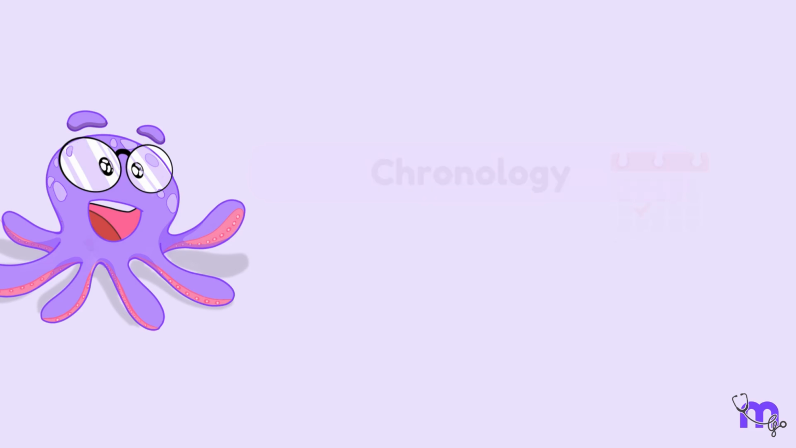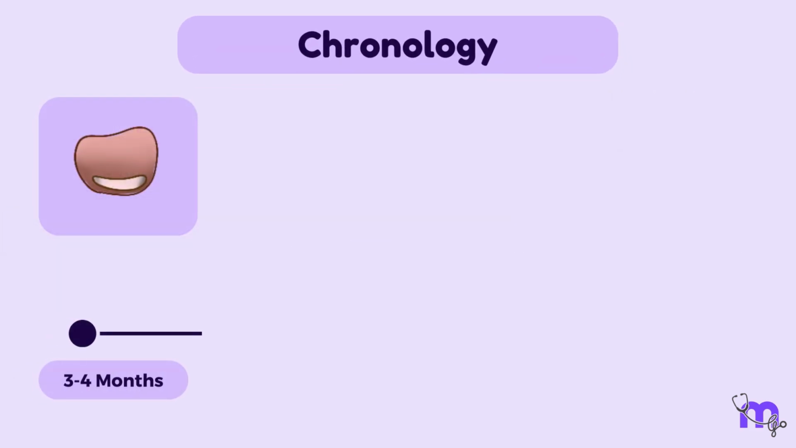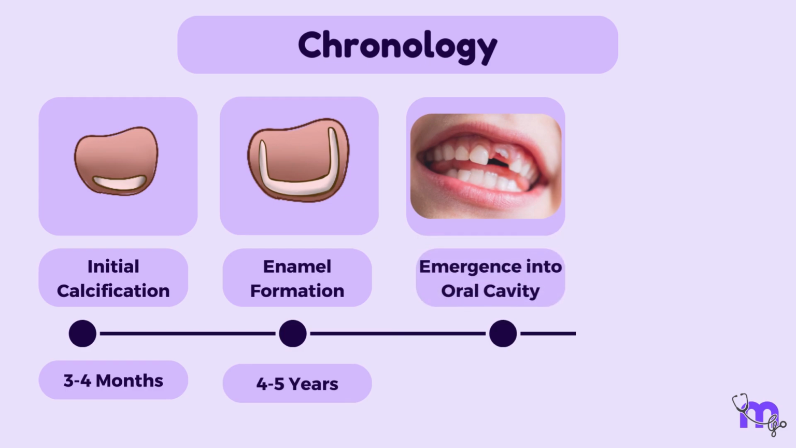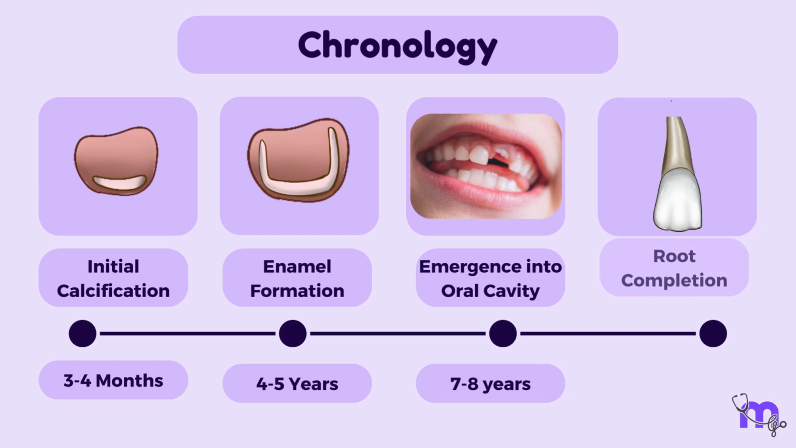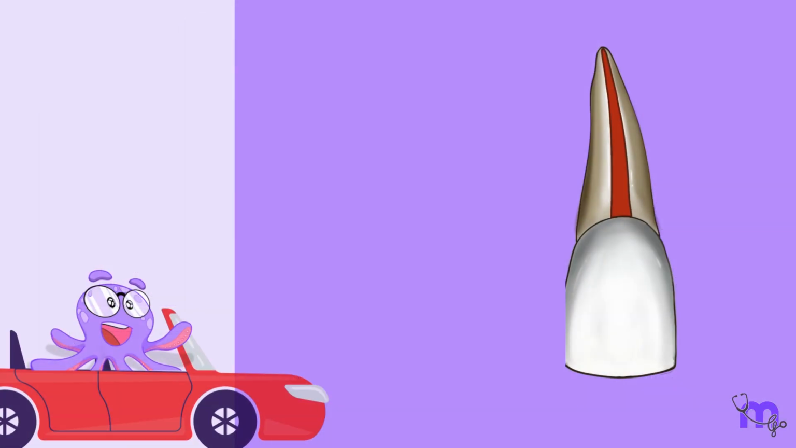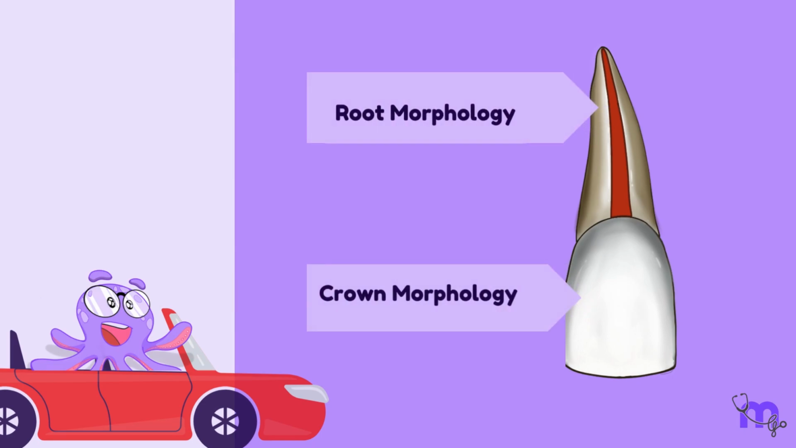Let's begin with its chronology. By 3 to 4 months of age, the initial signs of calcification of the maxillary central incisor become apparent, while enamel attains its full formation between 4 to 5 years. The teeth erupt by the age of 7 to 8 years, completing the final stages of root development by 10 years. Before diving into its crown, root, and pulp morphology, let's have a quick recap.